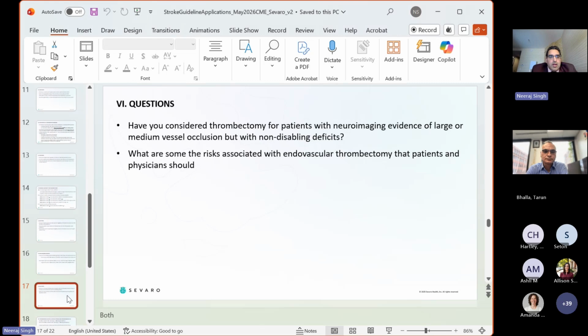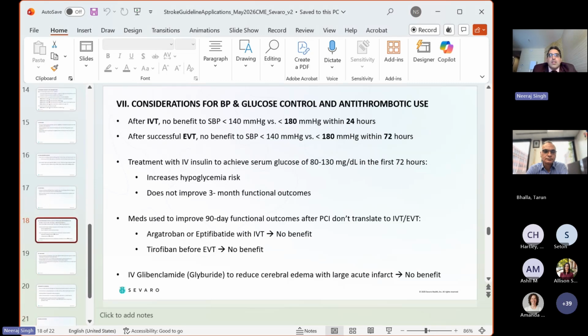Very good, thank you. And then some other considerations about other systems management. So it's been found based on recent research that after IV thrombolytic administration, there's no benefit for strict systolic blood pressure control under 140, as opposed to keeping it permissive up to 180 within 24 hours of administration. And also after successful endovascular thrombectomy, there's also no benefit in strictly controlling the systolic blood pressure under 140, as opposed to keeping it up to 180, even for a period of up to 72 hours.